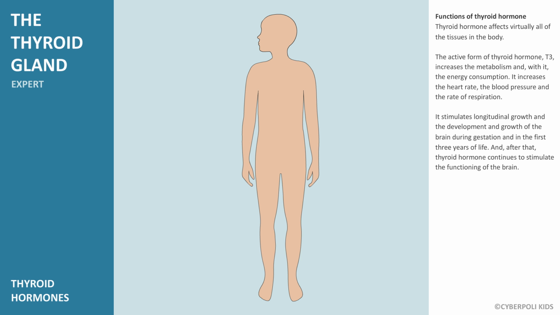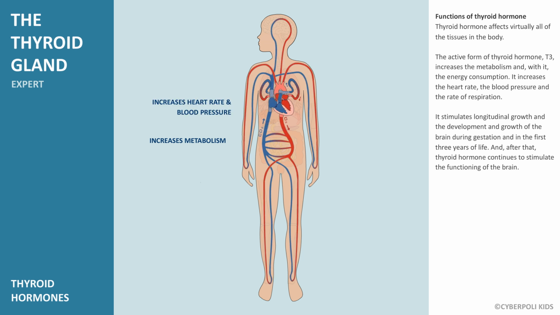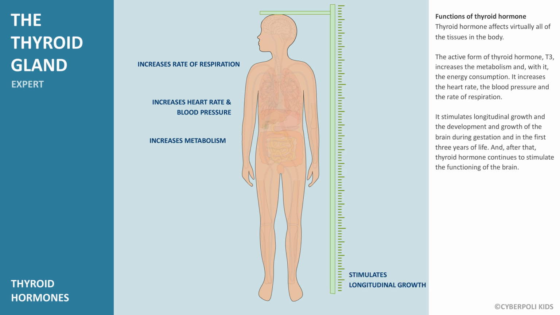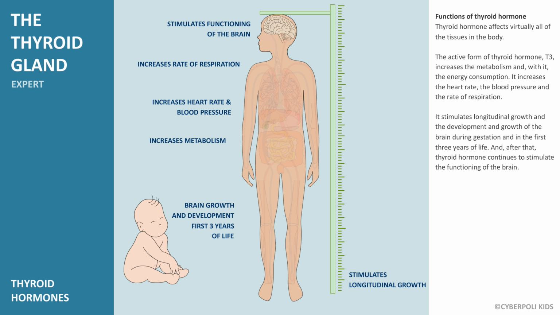Thyroid hormone affects virtually all of the tissues in the body. The active form of thyroid hormone T3 increases the metabolism and with it the energy consumption. It increases the heart rate, the blood pressure and the rate of respiration. It stimulates longitudinal growth and the development of growth of the brain during gestation and in the first 3 years of life. And after that, thyroid hormone continues to stimulate the functioning of the brain.